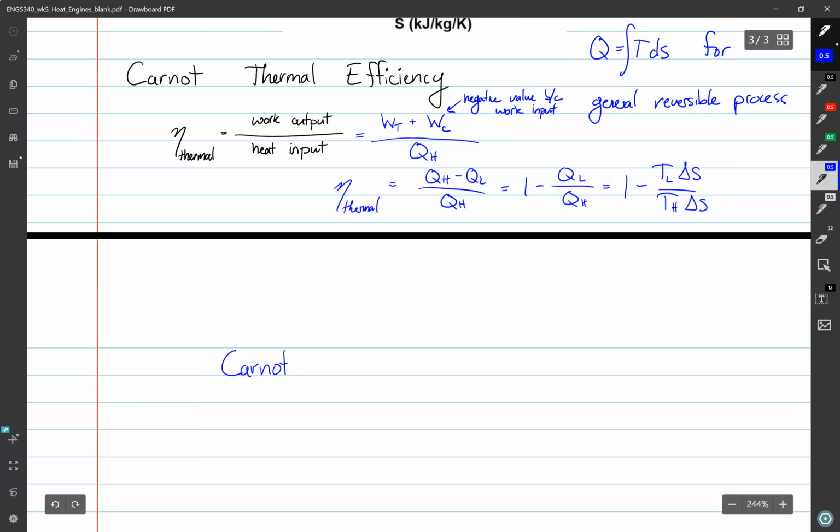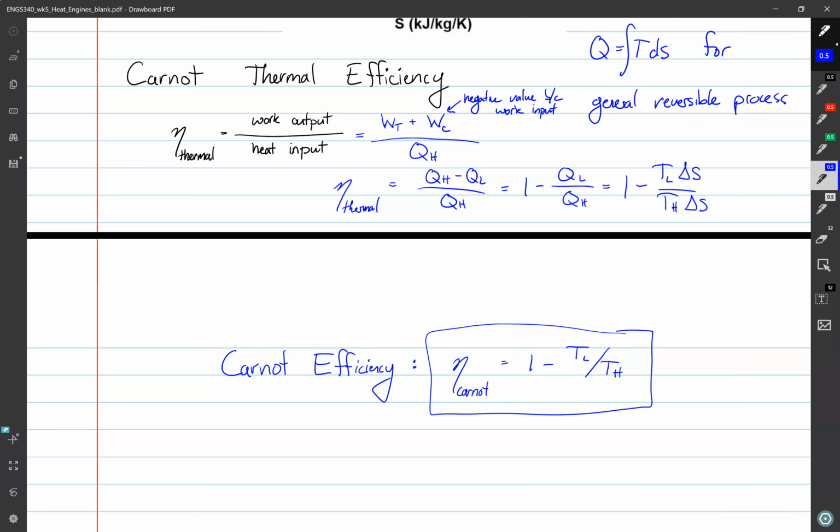So we have a special equation for the Carnot efficiency, which is 1 minus TL over TH.